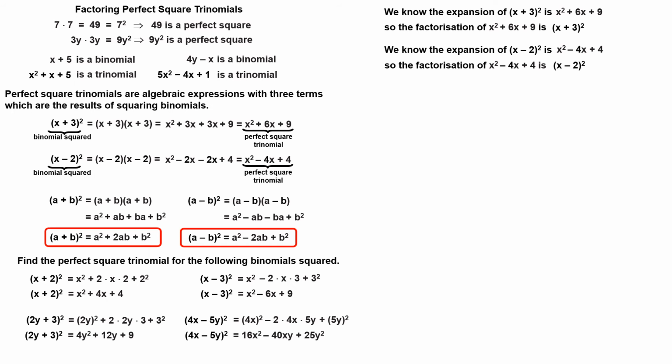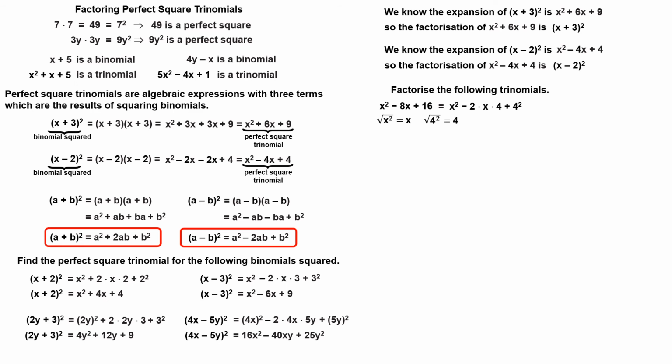Let's see how it works. Factorize the following trinomials. In a perfect square trinomial, the first and last terms will be perfect squares. Now, we should find the square root of both perfect square terms. To get the middle term, we have to multiply the two square roots together, and then by 2. We should get the positive or negative version of the middle term.